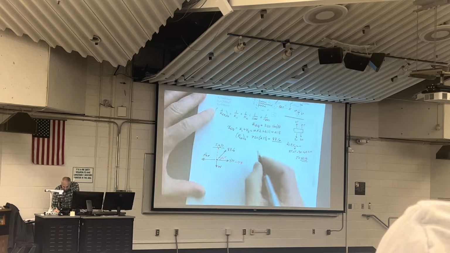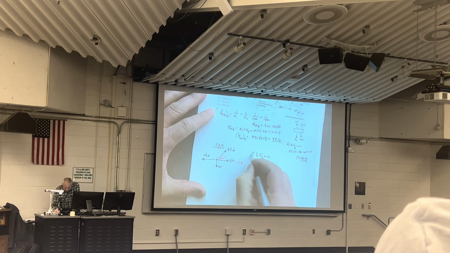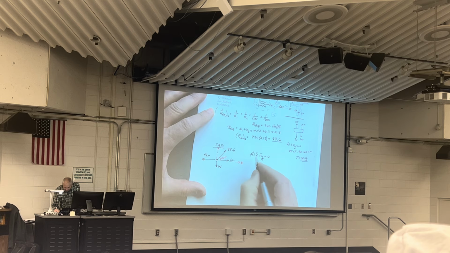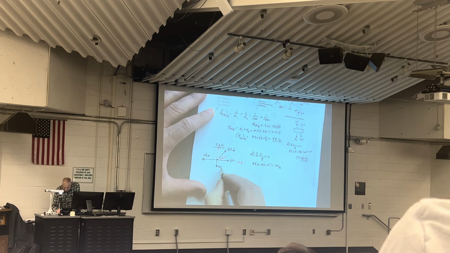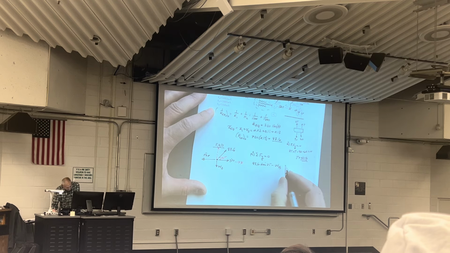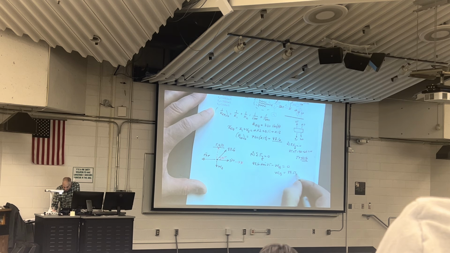Now I'm going to say sum of forces in the Y equals 0, positive up. That says 93.6 sine 25 minus WB. This is WB, but just W is fine. Equals 0. WB is equal to 39.56 pounds.